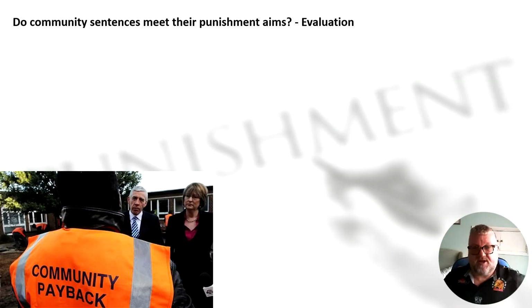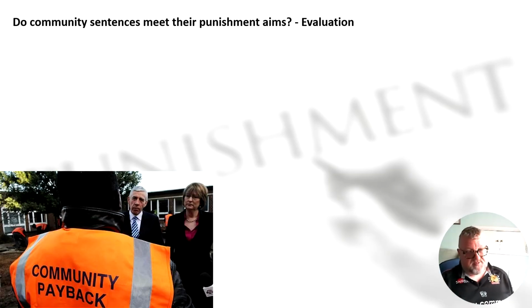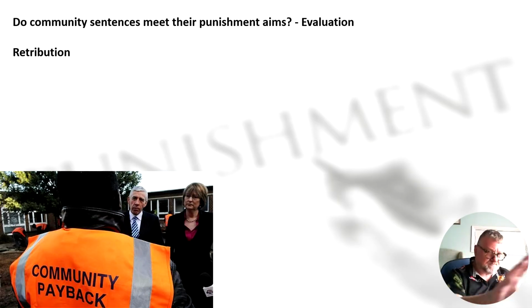So obviously, you've then got to apply the aims of punishment to those various different types of community sentences. So this is not an exhaustive list. So let's have a think about this. In general, let's take the aim of retribution.